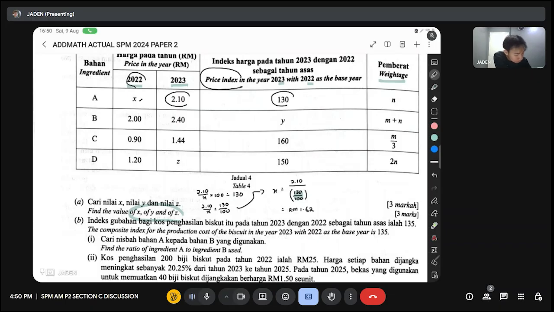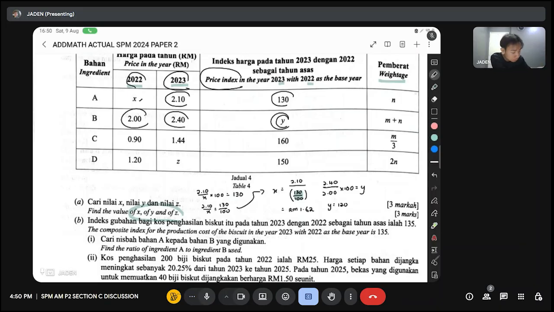Okay, next, the y exists at the price index. So we can create the same equation to get your y, using the latest year 2.4 and then divide by the previous year, the base year, which is 2022, 2 ringgit 2.00, times 100, and this will lead to your price index, which is y in this case. So this one you can straight away press the calculator. I think the calculator is going to give you 120. Okay, so that is x and that is y.